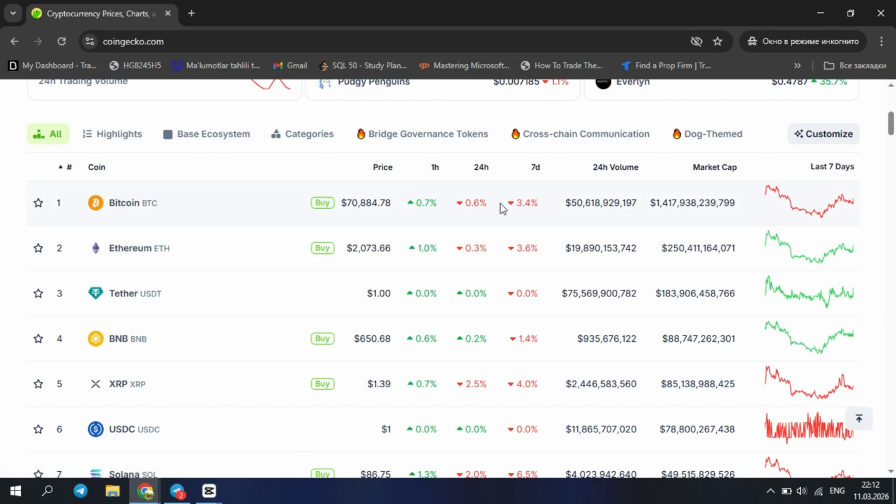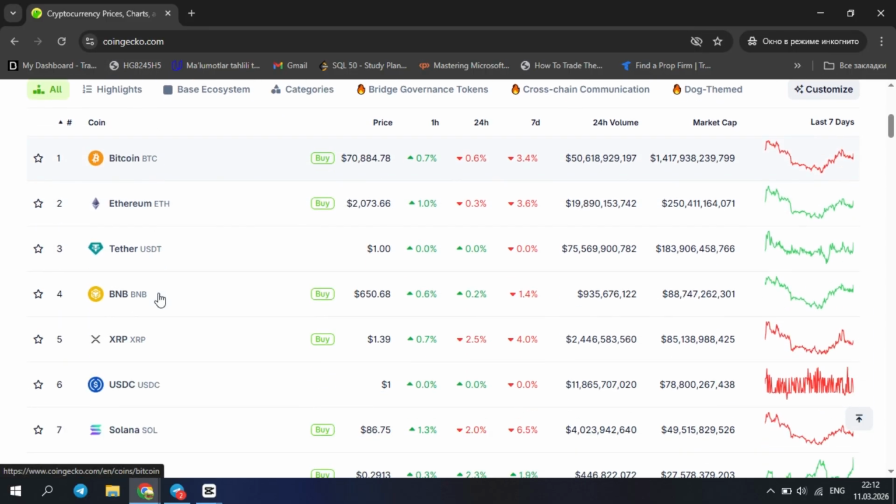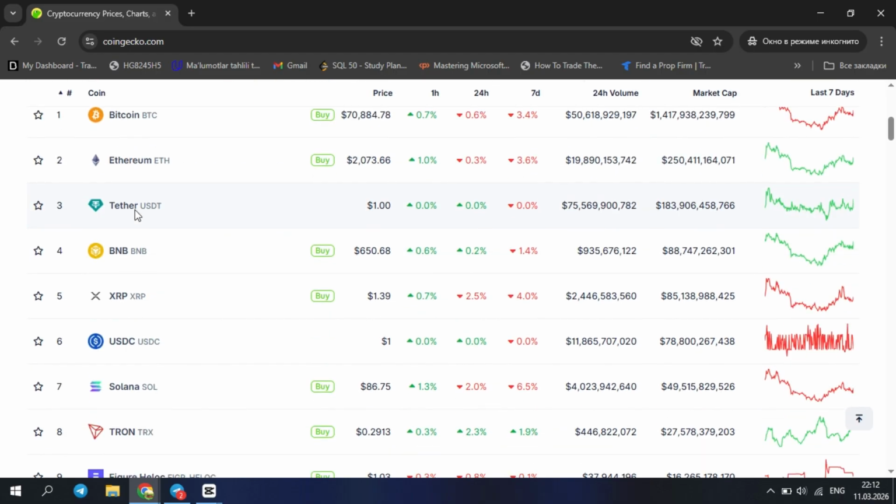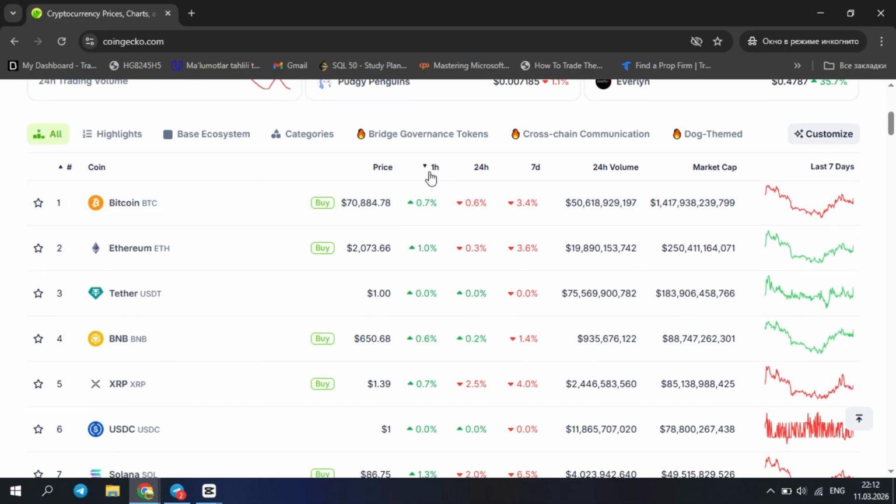When you open the CoinGecko website, the first thing you see is the cryptocurrency ranking table. Here you'll find the top cryptocurrencies ranked by market capitalization. The table includes several important metrics. Price. This shows the current price of the cryptocurrency. Market cap. This represents the total value of all coins currently in circulation. 24-hour trading volume. This shows how much of the cryptocurrency was traded in the last 24 hours. Price change. This tells you whether the price has gone up or down recently. This overview helps investors quickly understand what is happening in the crypto market.